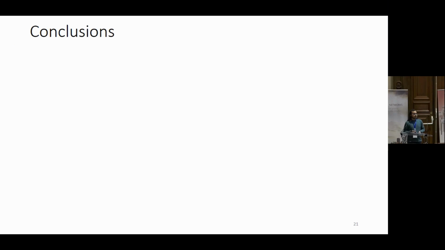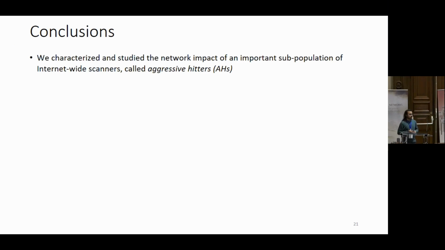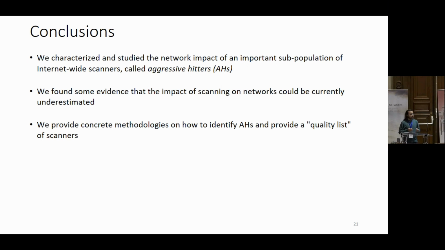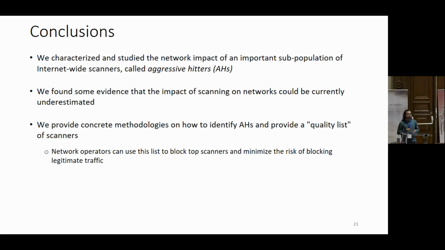So with that, I would like to conclude my talk by summarizing our work. We characterized and studied the network impact of an important subpopulation of internet-wide scanners called aggressive hitters. We found some evidence that the impact of aggressive scanning on networks could be currently underestimated, and therefore we believe that more work is needed to evaluate the aggressive hitter scanning impact on networks other than the academic ones that we studied in our work. And we provide concrete methodologies on how to identify aggressive hitters and provide a quality list of scanners.